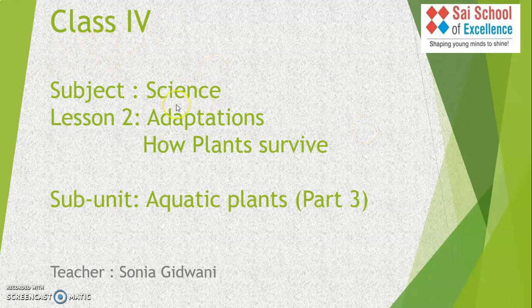I am your science teacher, and this is the third part video for the chapter 2 adaptation, how plants survive. Till now, we have seen how the plants survive on the land. These are called the terrestrial plants that live on the desert, mountain regions, plain regions, or marshy regions. And in this part, we'll study about the aquatic plants which live on the surface of the water or inside the water bodies. So let's see.